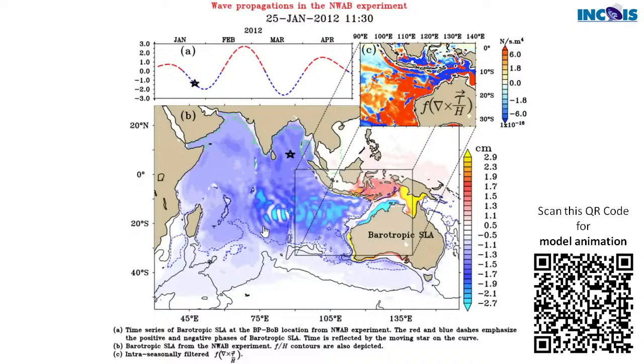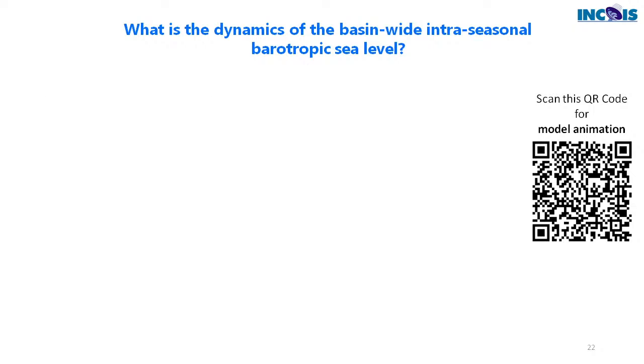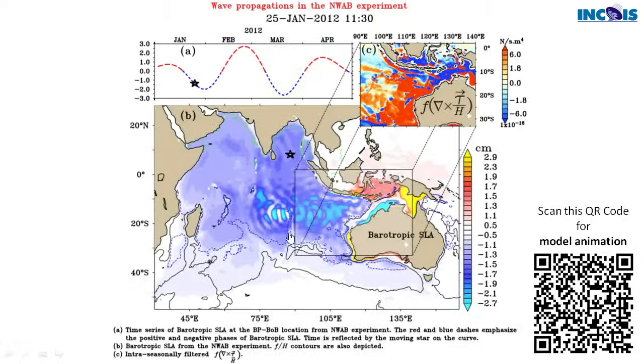To know more about these waves or this dynamics, we made many sensitivity experiments. One of the experiments was making the Coriolis parameter constant, so we made our Earth rotate constantly, not latitude varying. We also flattened the bathymetry over the Northwest Australian Basin. We also flattened the 90 east ridge, to see whether this ridge is important or not. In another experiment, we removed the Southeast Indian ridge, another ridge that crosses here.